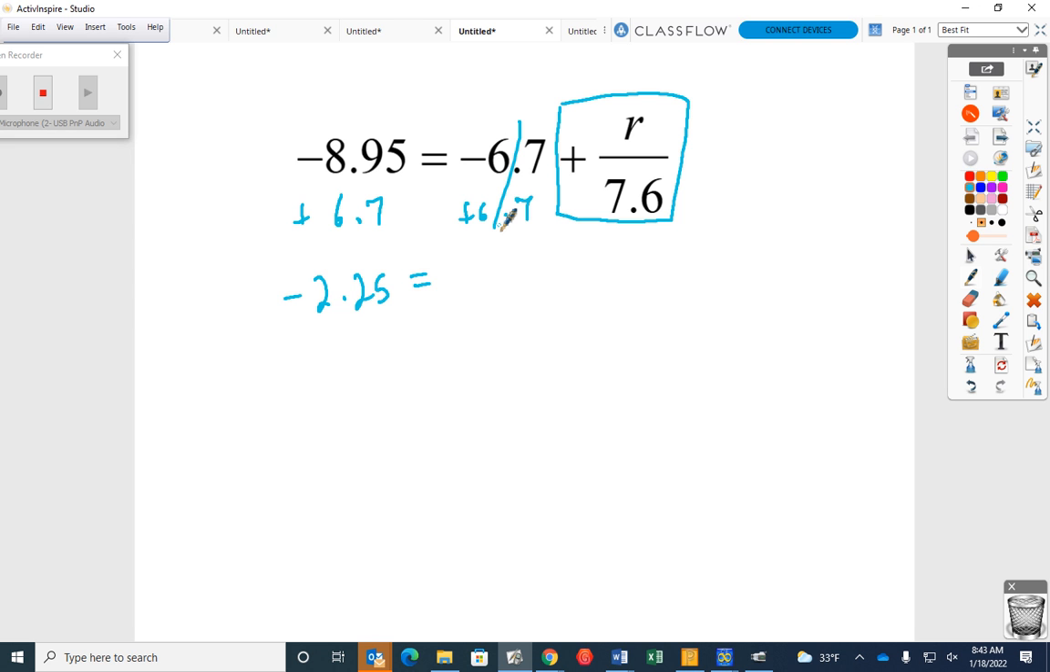Now, we could have done that knowing that if this was like money, I owed $8.95 and I had $6.70, so technically I still owe $2.25, right? But we're going to do this a little bit faster. Now, did I do anything with this? No. So what do I do? Bring it down.